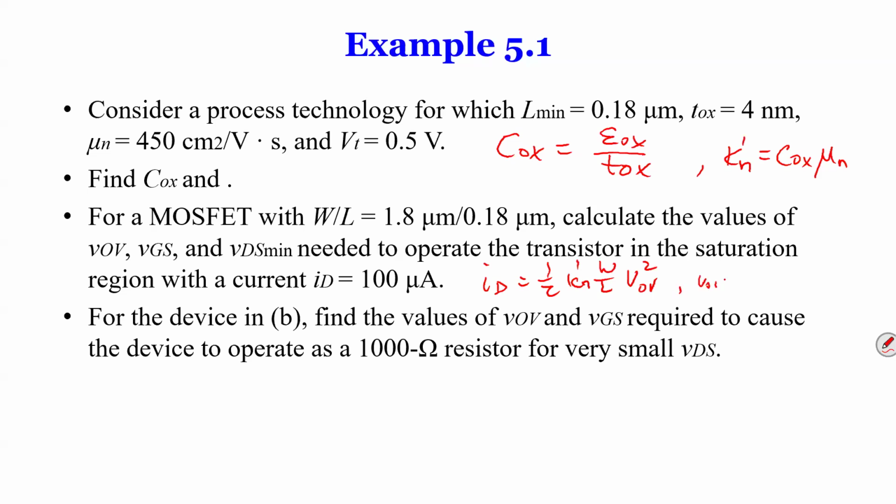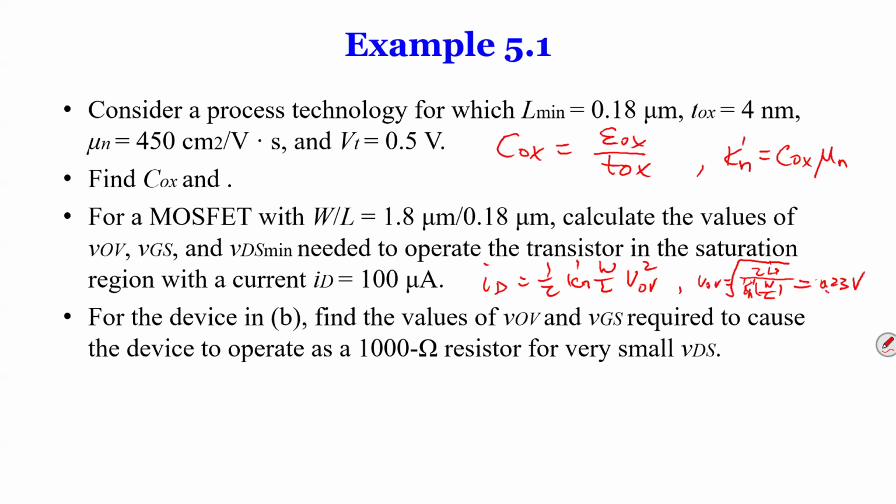So that's the equation from here. You can find VOV equal to the square root of 2 times ID over Kn prime W over L. You take the square root of that and you find VOV. This is a fairly straightforward calculation for a given equation. But the most important thing is that you follow how to get that. Especially when it says saturation, we use this equation. If it says triode, that's a different equation to use. In the solution on the next page, VOV is 0.23.